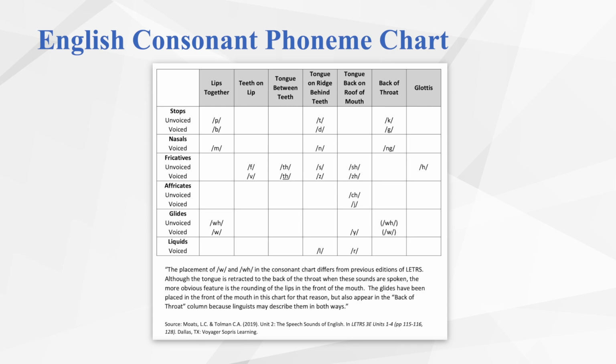Place your other hand in front of your mouth and say the sound for the letter P. P, p, p. Now say the sound for the letter B. B, b, b. In saying P, you felt more air on your hand in front of your mouth. This is the unvoiced sound.